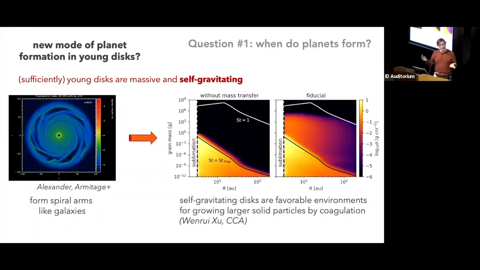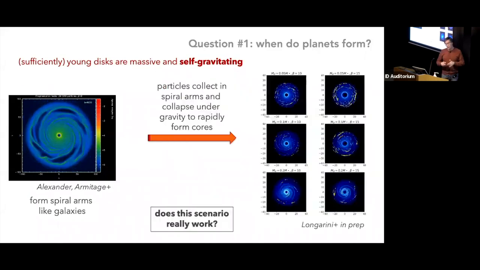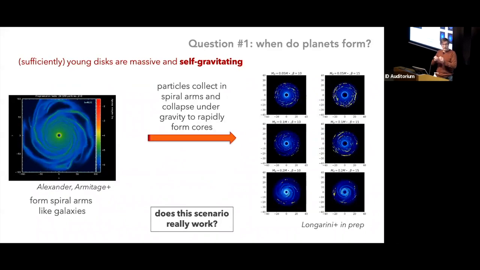So Wenrui Zhu here, who's a fellow at CCA, has been looking at how the pebbles grow in that scenario. And we find that you can grow somewhat larger pebbles, actually quite a lot larger pebbles, in the dense environments of self-gravitating disks compared to what's assumed at a later stage. So instead of maybe stalling at millimeter sizes, maybe you can grow 10 or 100 times larger than that, okay? And then if you grow those larger pebbles, they may collect together in the spiral arms in such a way that they can gravitationally collapse in the spiral arms to form objects directly.